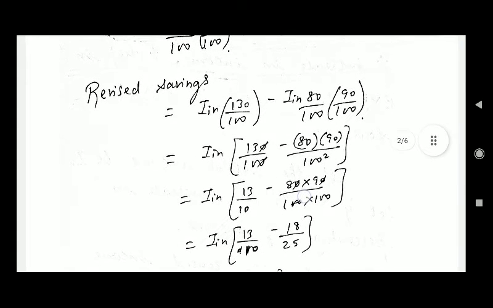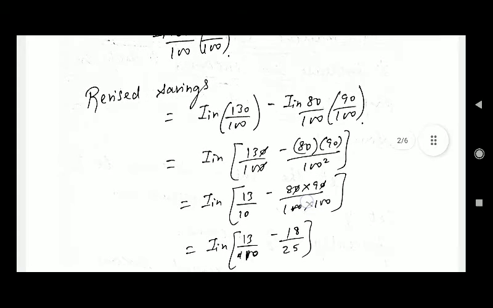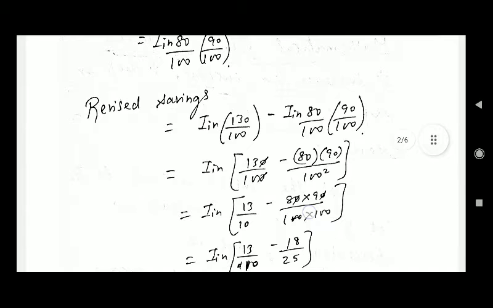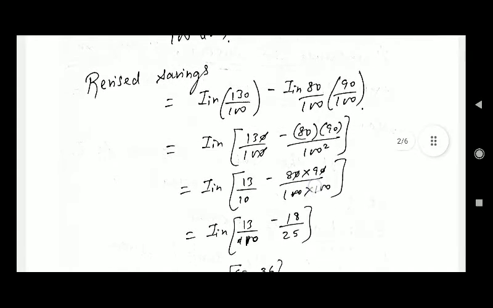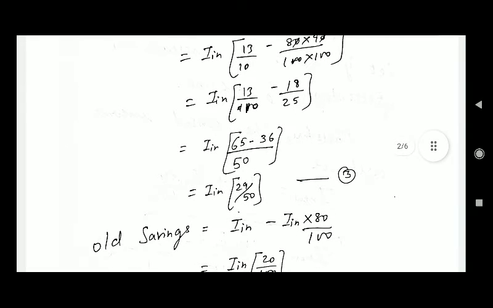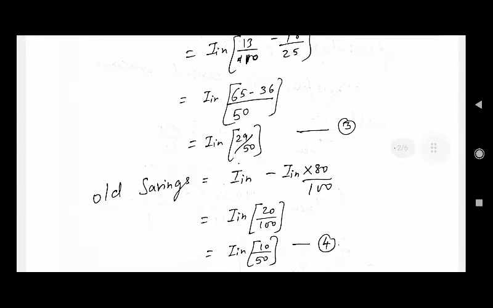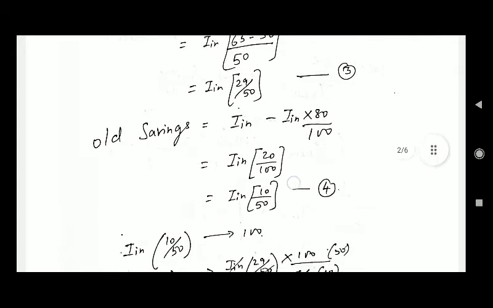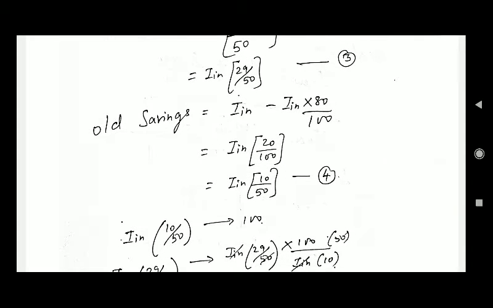And since there is a 10% drop from the initial expenditure, the revised expenditure will be I n times 80 by 100 times 90 by 100. So when solving this, we will get I n times 29 by 50. The old savings is old income minus old expenditure. We very well know that the old expenditure is 80% of the old income. So solving that, we get old savings as I n times 10 by 50.